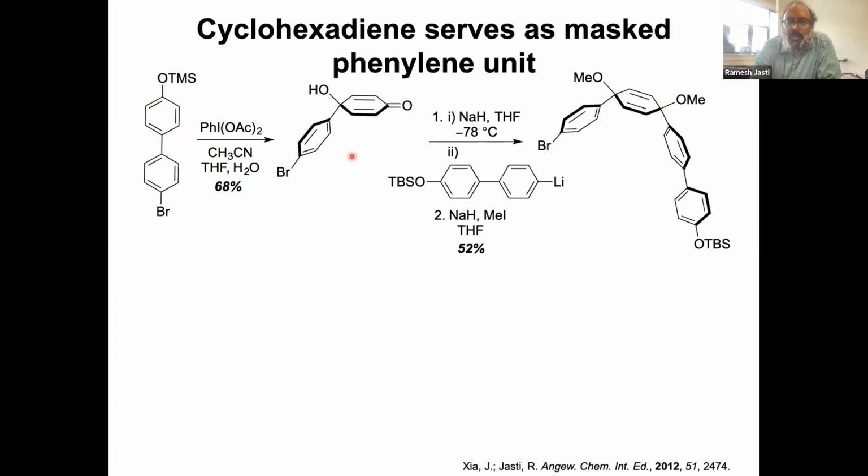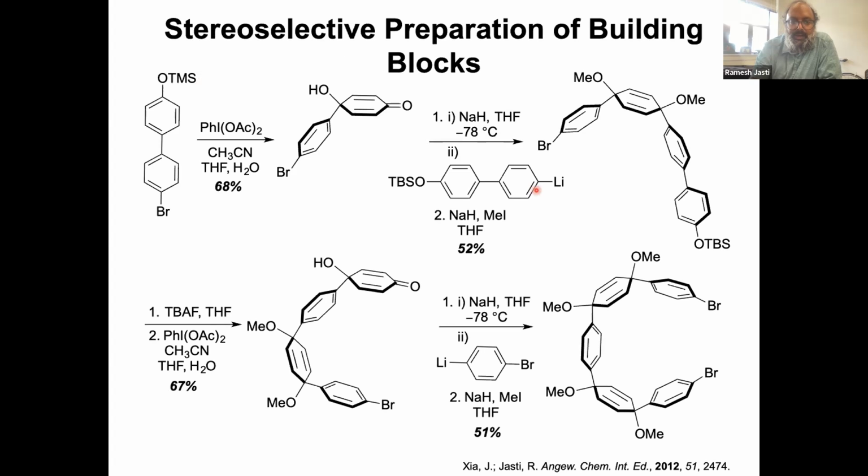So then what we can do is we can add other nucleophiles to build the structure up. So for instance, we can add 2 more phenylene units. Okay, and then you can keep doing this where you can deprotect the silyl group, and then you can oxidize it again. And now you can add another nucleophile.